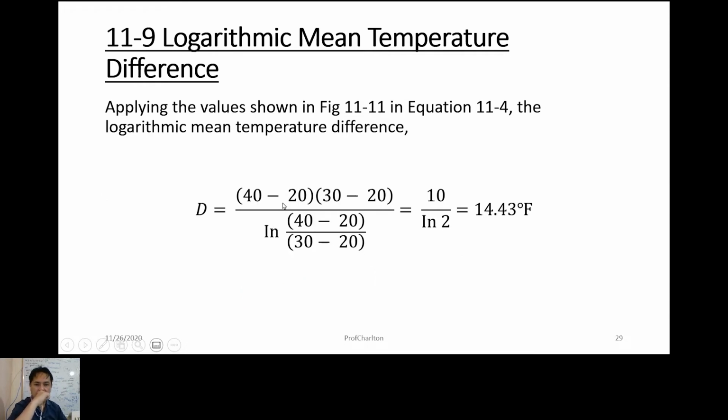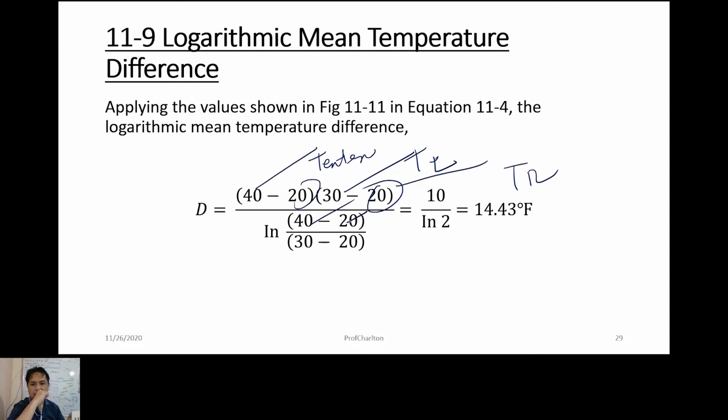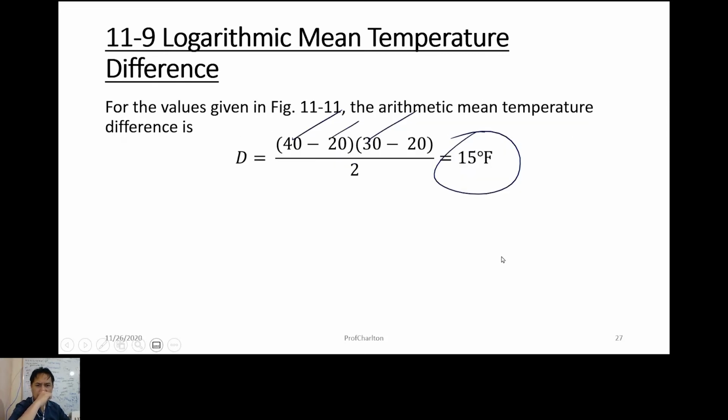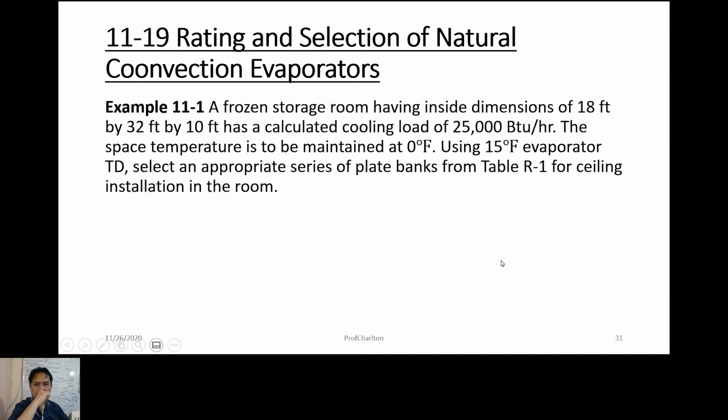Look at this now. 40 is the entering temperature, temperature leaving. This is the refrigerant temperature, right? And then this is the entering refrigerant temperature, leaving refrigerant temperature. Then the function is logarithm, no, natural. That's why ln, logarithm, natural logarithm, right? So that is the formula there.